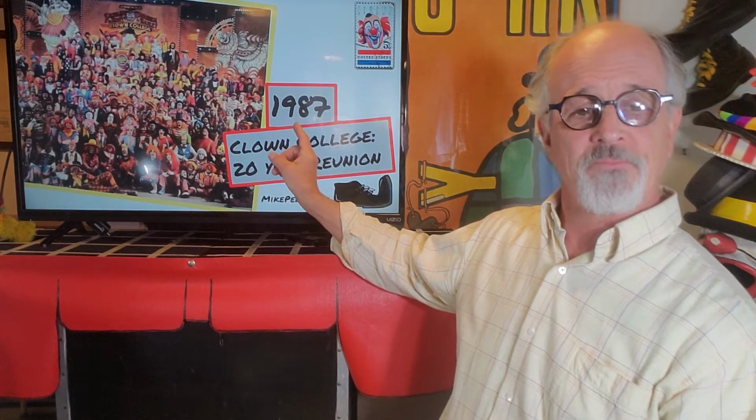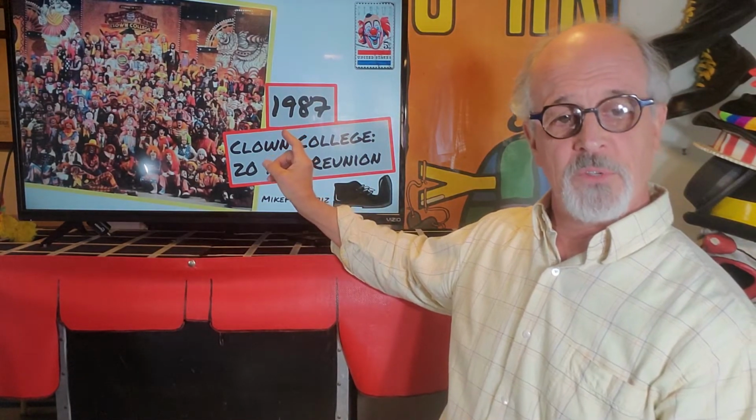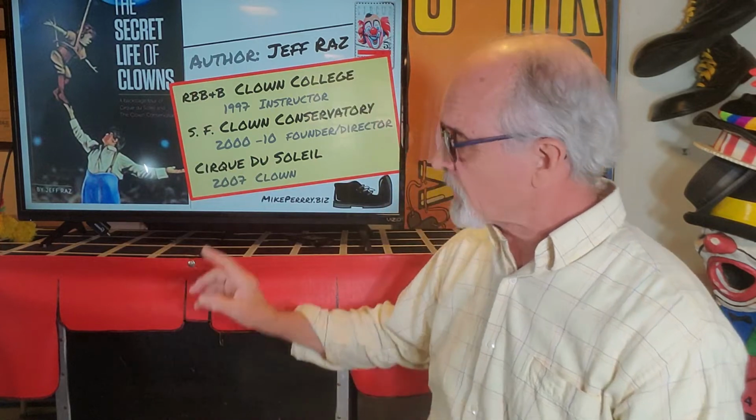That picture I showed you, this is 1987, the 20-year anniversary. 10 years later, it was closed. Jeff was one of the instructors there, and shortly afterwards, he left Ringling Brothers and formed his own school, what he called the Clown Conservatory in San Francisco, from 2000 to 2010. He was the director and also the founder of that.